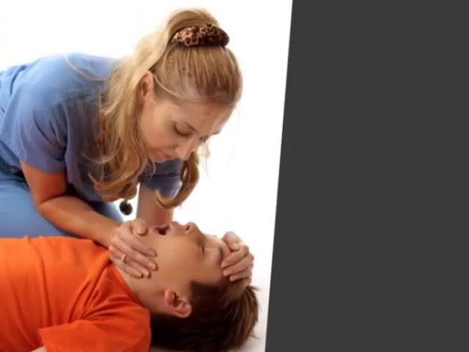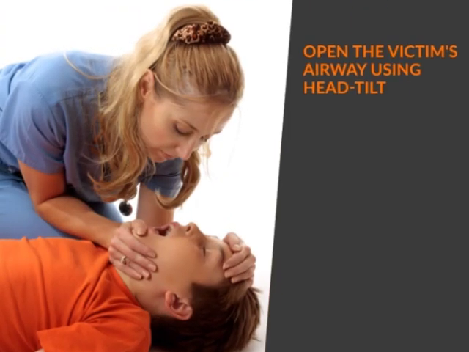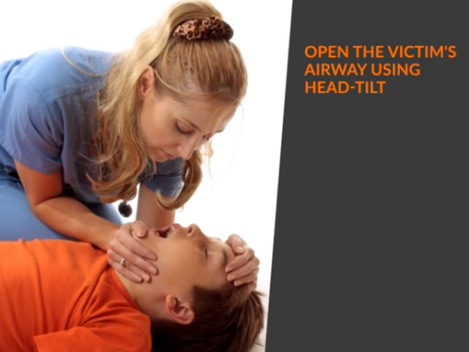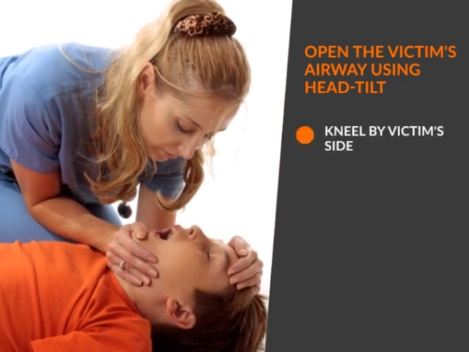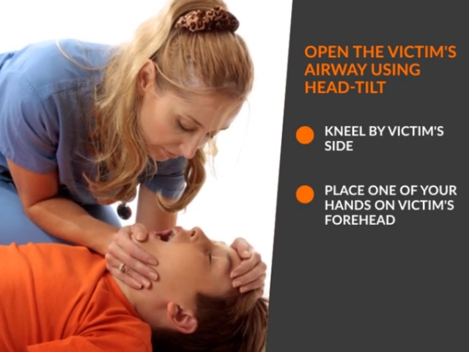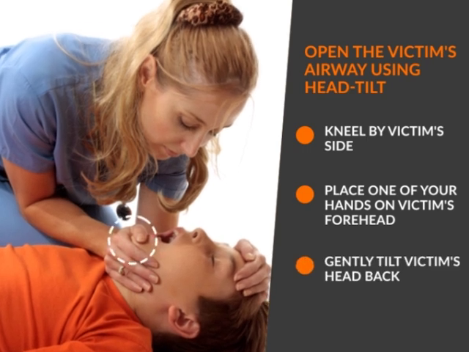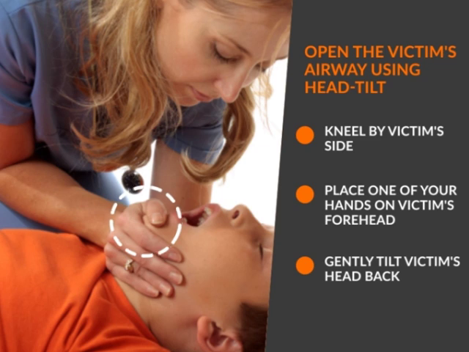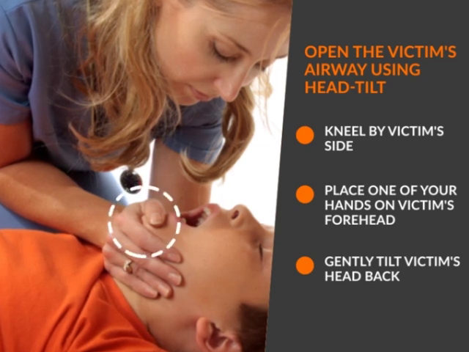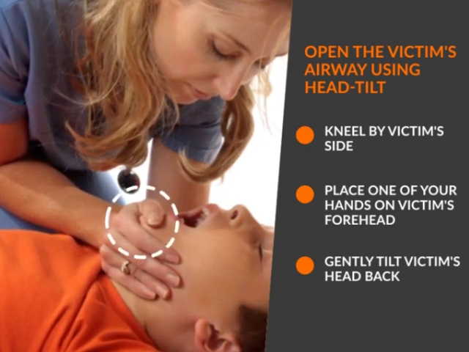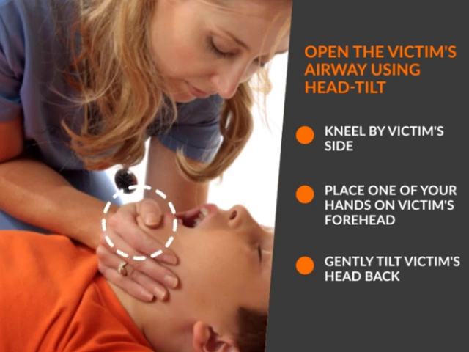Once the victim has been rolled over, then proceed to open their airway using head tilt. Kneel by the victim's side. Place one of your hands on their forehead and gently tilt their head back. Place the fingers of your other hand on the bony part of the victim's chin, not on their throat. Gently lift their chin straight up without closing their mouth.